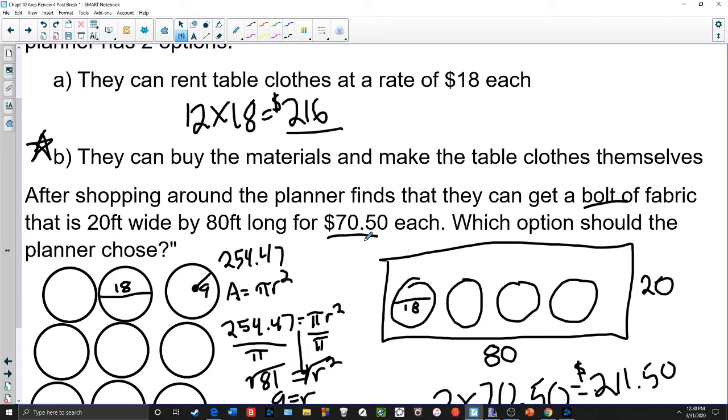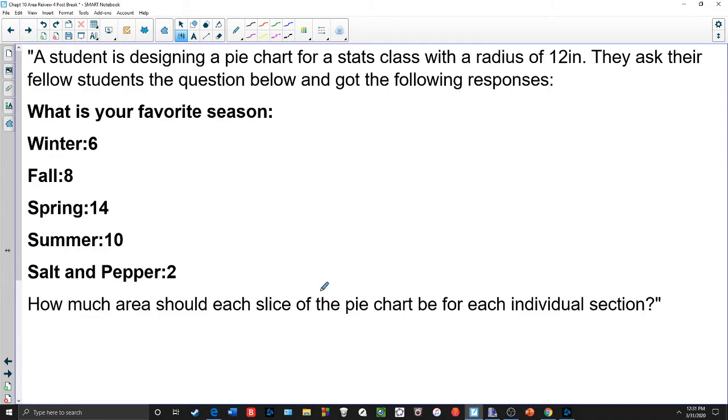So again, a little bit different than a normal typical word problem. It helps to draw it out and, like I said, always show your work so you can see the process of how you're tackling it. Another one here dealing with circles.